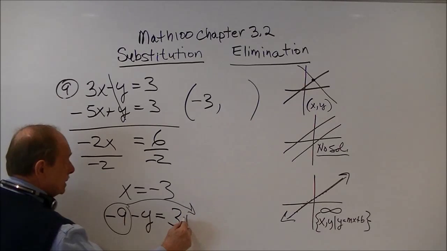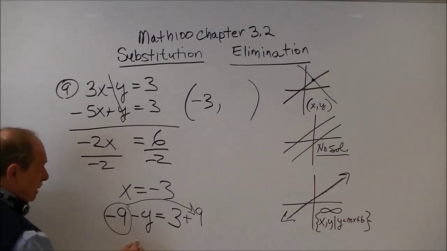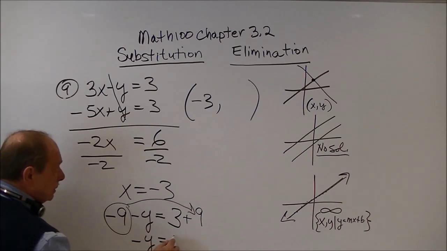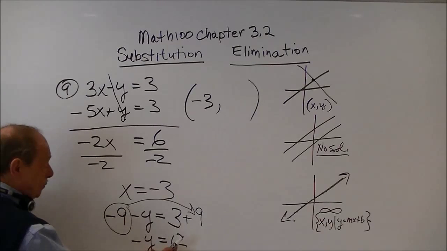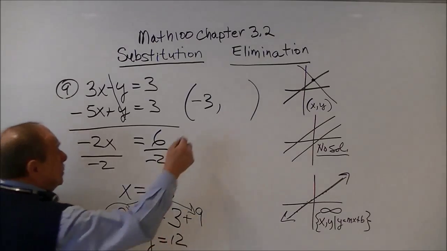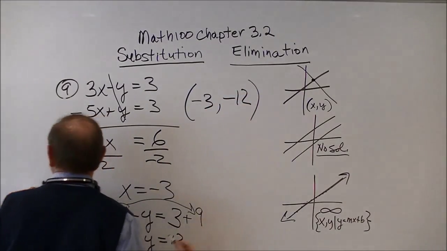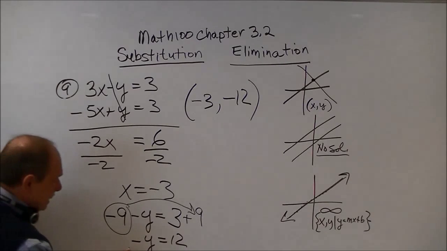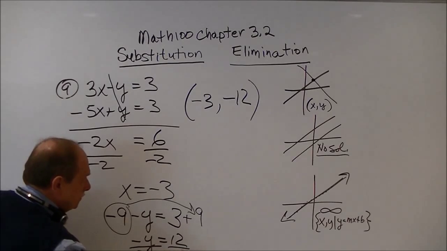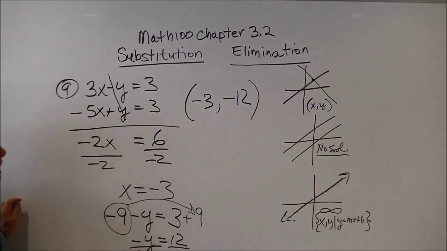So I'm going to transpose this. This becomes a positive 9 on that side. So I have negative y equals 12. And if we just divide by a negative 1, we get y equals a negative 12, opposite sign. So there is our ordered pair. Again, dividing this by a negative 1 gives me a negative 12. And when you put that into your practice at QuizBee, it's sort of your check.